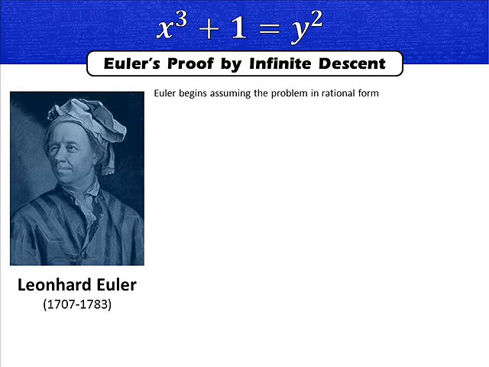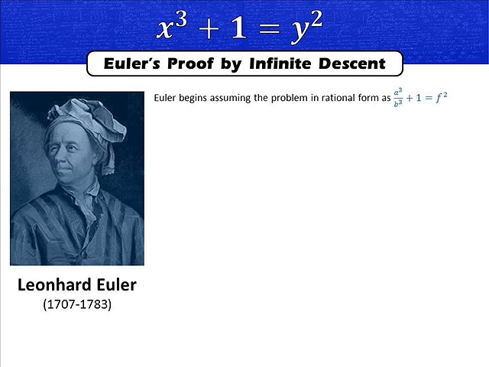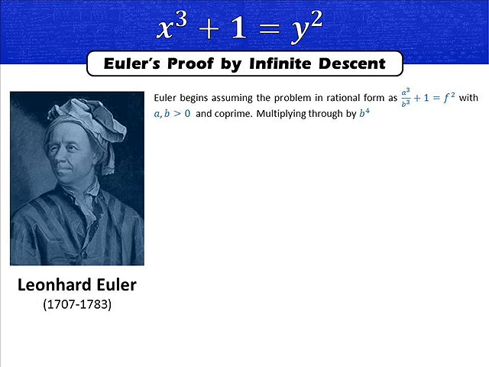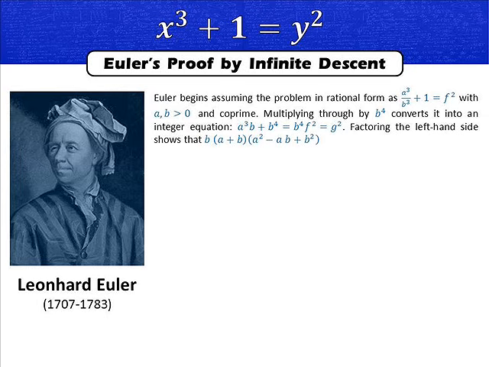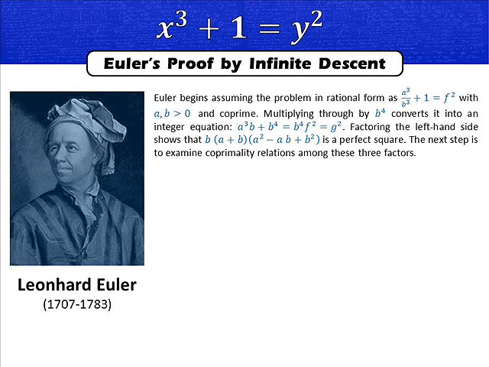Euler begins assuming the problem in rational form: a cubed over b cubed plus 1 equals a square, with a and b positive integers and coprime. Multiplying through by b raised to the fourth converts it into an integer equation. Factoring the left-hand side shows that b times a plus b times a squared minus ab plus b squared is a perfect square. The next step is to examine coprimality relations among these three factors.